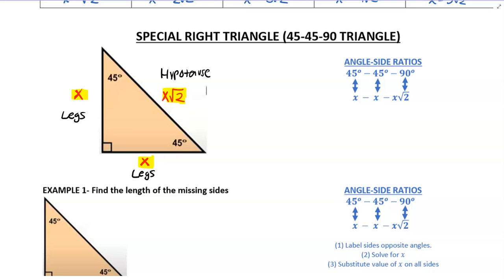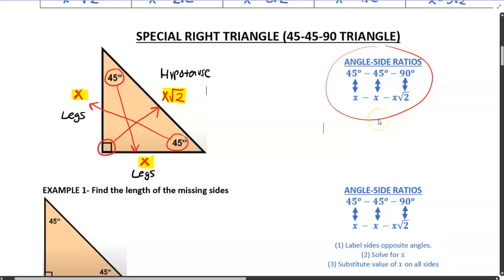So these ratios are what we're going to use to compare with any other 45, 45, 90 triangle below. One thing you might notice here is 45 degrees, its opposite side is x. 45 degrees, its opposite side is x. And then the 90 degrees, its opposite side is x square root of 2. So I have those angles and side ratios here off to the side. We're going to want to use those as we move through to solve for missing parts of a triangle.